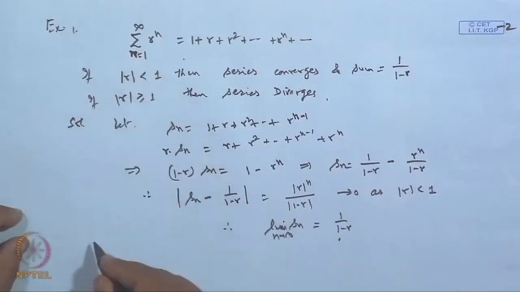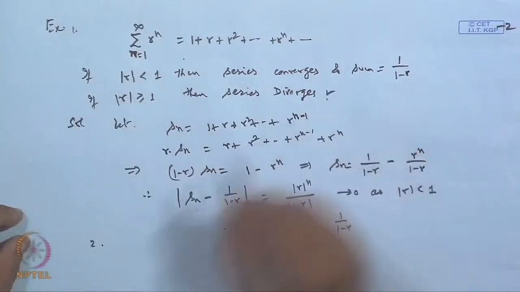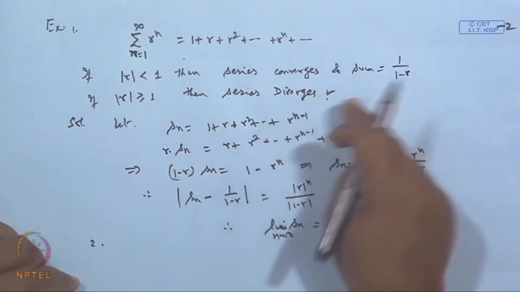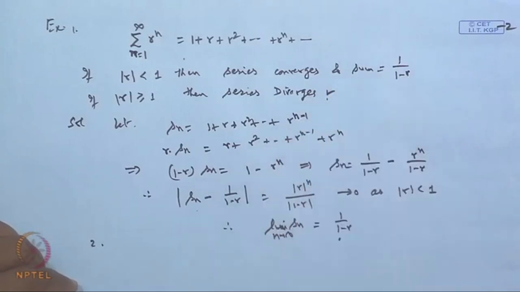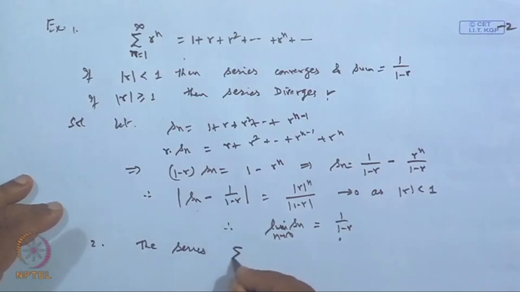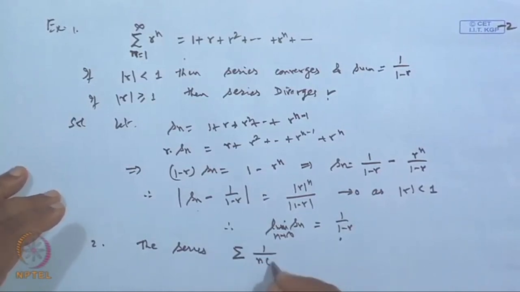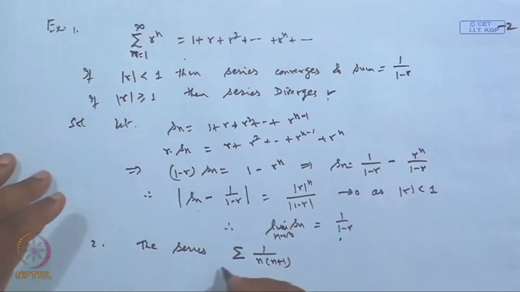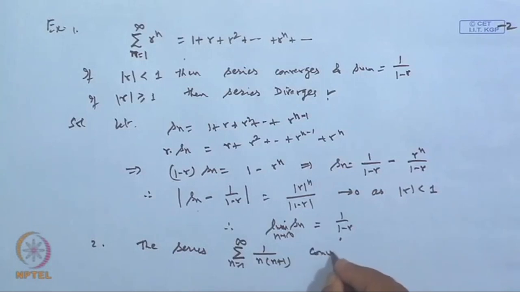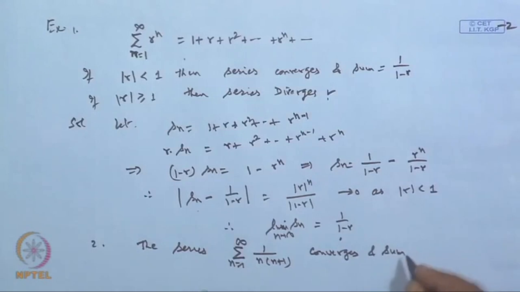Similarly, for another example, this part we will take up after going through the further tests, then we will see automatically by the pth test that it diverges. And then let us take this series, sigma 1 over n plus 1, n is 1 to infinity. We claim this converges and the sum is 1.